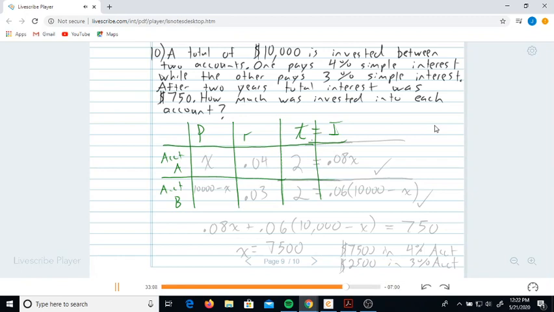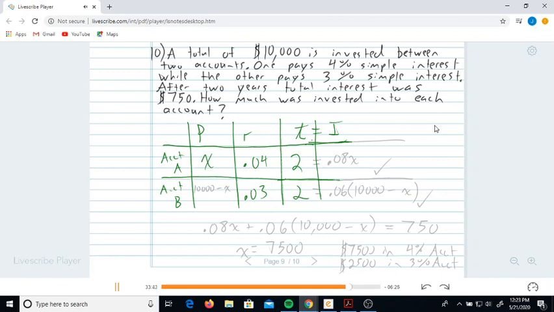We know that from that simple interest formula earlier in this lecture. We know one account is 4%, the other account is 3%, and 2 years has gone by, and our goal is to figure out the principal. Now we know that a total of $10,000 was invested between the two accounts. So we need to come up with an expression representing the principal for account B, assuming X dollars has been invested into account A. So let's just play out hypotheticals.